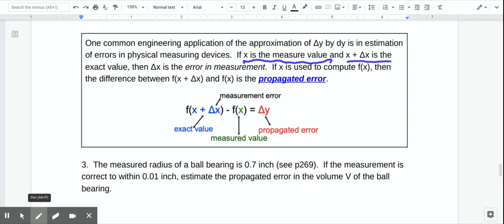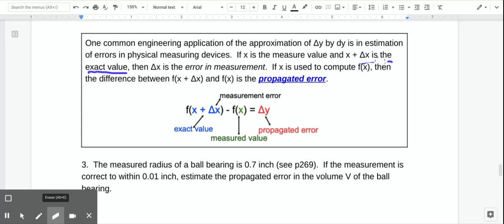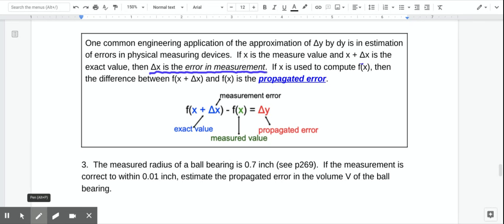and then x plus delta x is the exact value, which we don't actually know, then that delta x is the error in measurement. That's important to know, because if we have some sort of error in measurement, which we are likely to, I mean, nothing's perfect, then if we use x to go on and calculate other things, volume or area or anything like that, that's going to create an error in our y value.